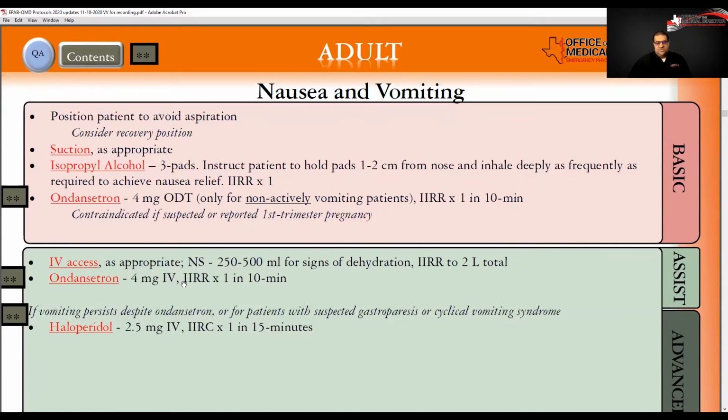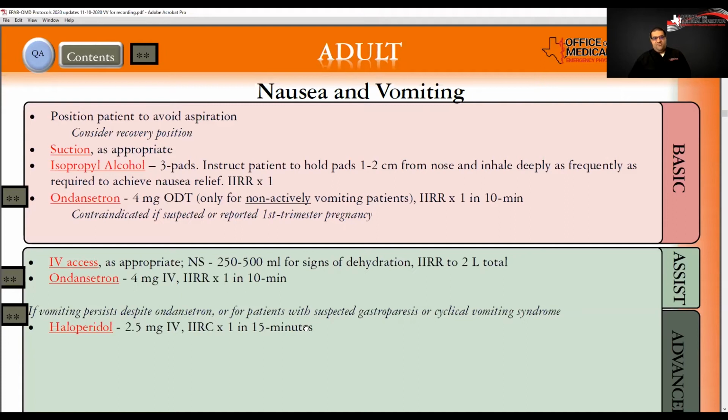Zofran IV is still in the assist level. And then lastly, we're going to add an indication for haloperidol in this assist level as well. And really, this is for patients who haloperidol will work well for. So patients with suspected gastroparesis, so they're diabetic, they have poorly controlled glucose, and their stomach has trouble emptying, or if they have a known diagnosis of gastroparesis, or patients with cyclical vomiting syndrome. So they have a known diagnosis of cyclical vomiting syndrome. It causes profound and uncontrollable vomiting that Zofran oftentimes doesn't work for. Haloperidol is a great drug in both of those clinical situations.